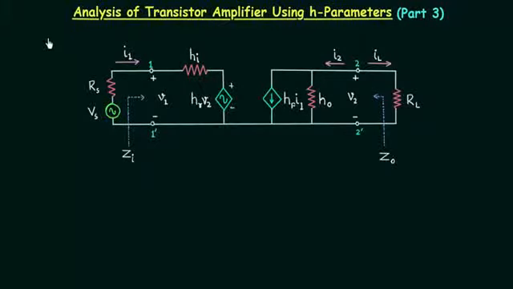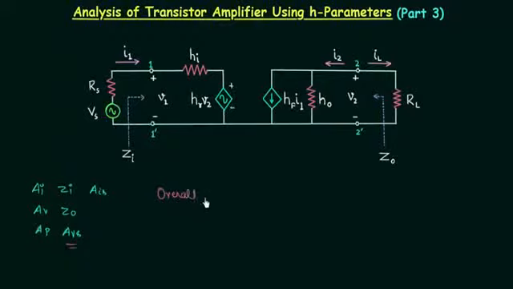In the last two lectures, we have obtained the expressions of current gain, voltage gain, power gain, input impedance, and the output impedance. In this lecture, we will find out the overall voltage gain and overall current gain. We will start with overall voltage gain.